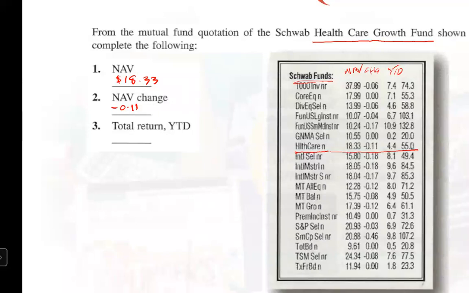And then Ms. Hill, what is the total return year to date? 4.4. 4.4%. So the return on that is 4.4%. So we're not concerned about this last column. We're just looking at net asset value, the change in the value, and the return year to date.